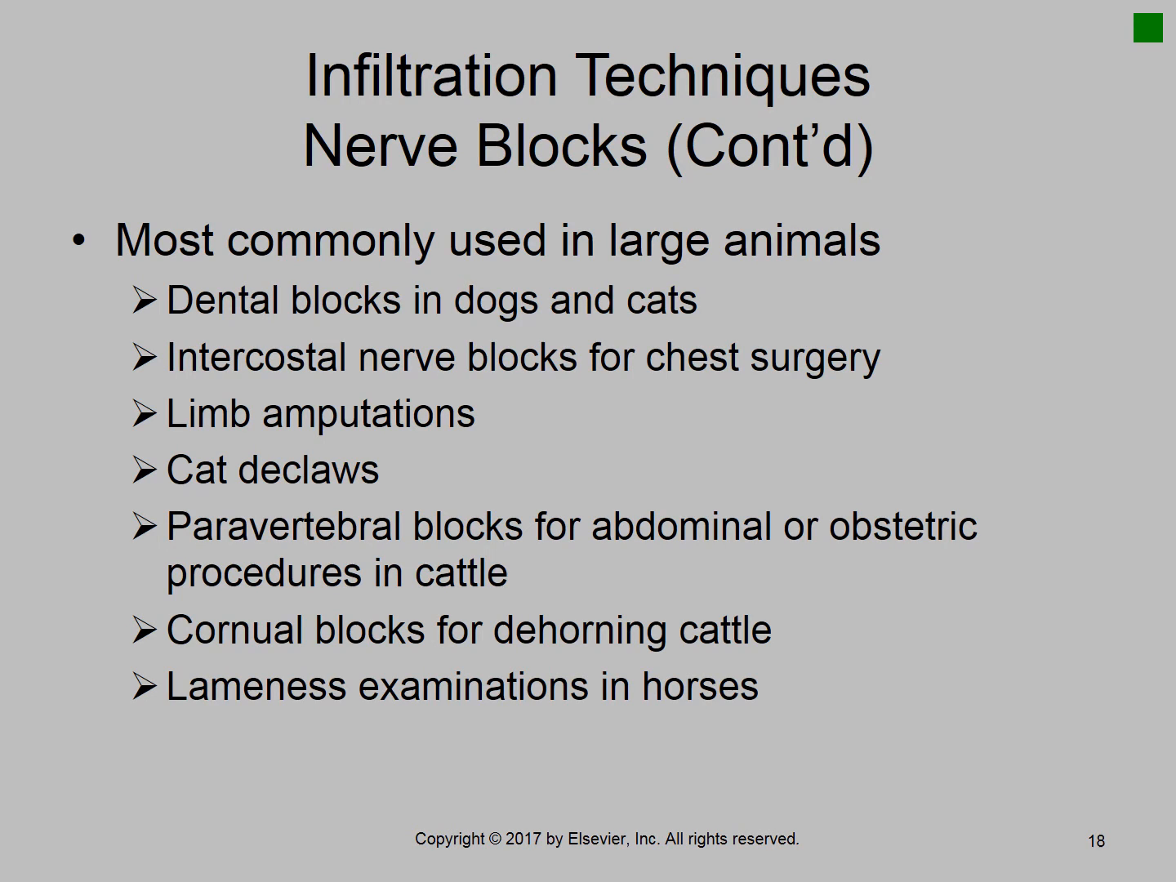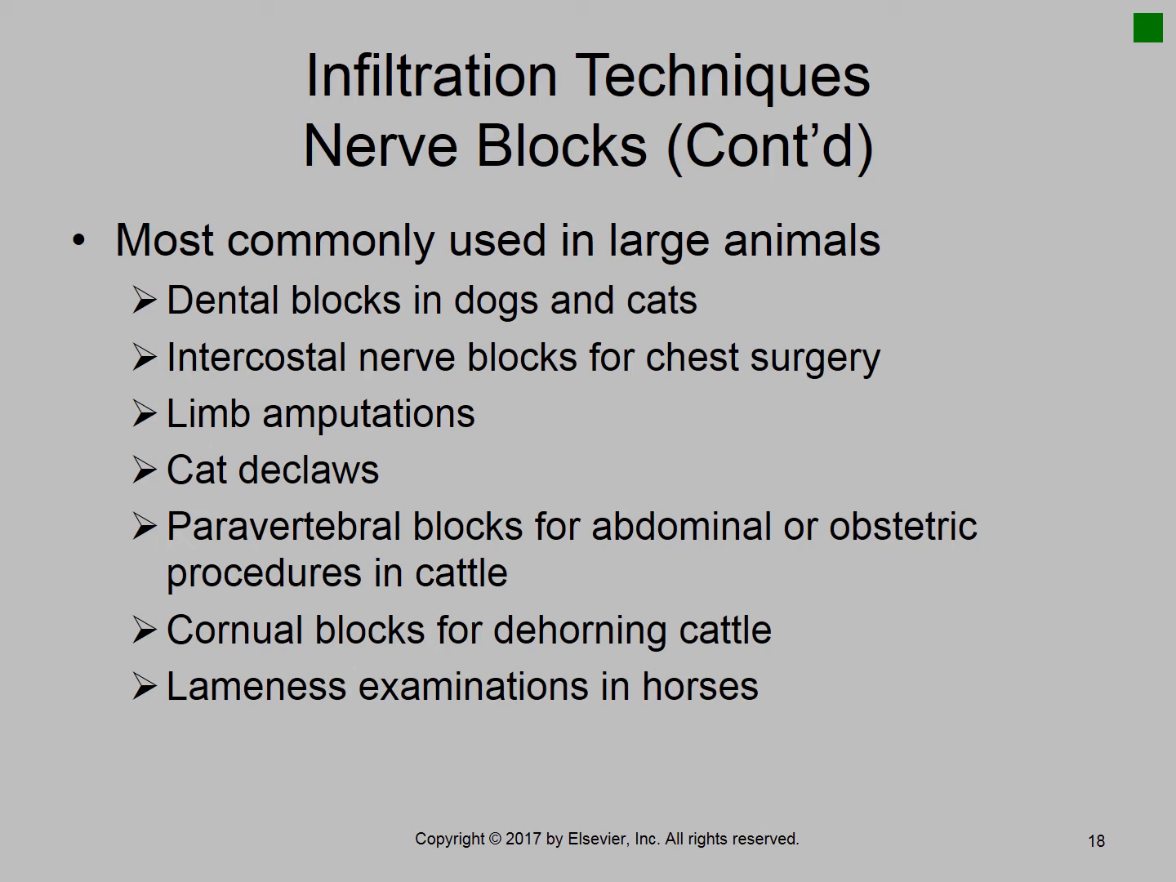Nerve blocks are most commonly going to be used in large animals, but they're very commonly used in dogs and cats, for example, dentals. More and more you see people that are doing dental procedures are doing dental blocks in dogs and cats. They are very common in people. Nerve blocks are very common in human anesthesia.